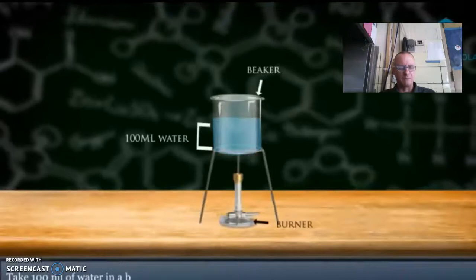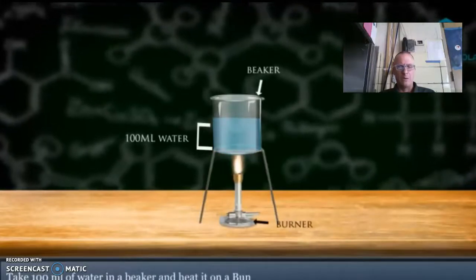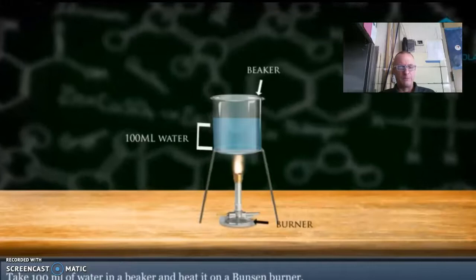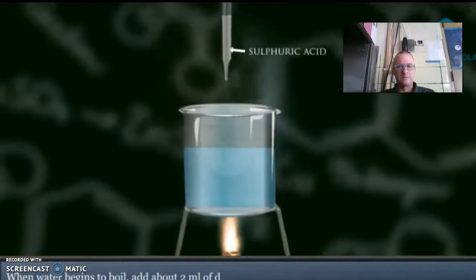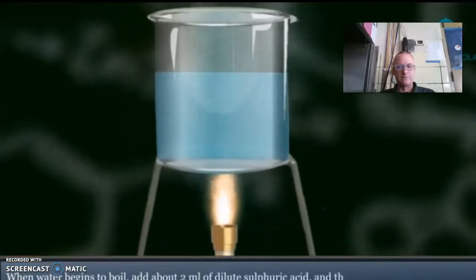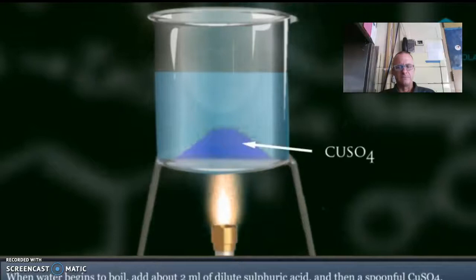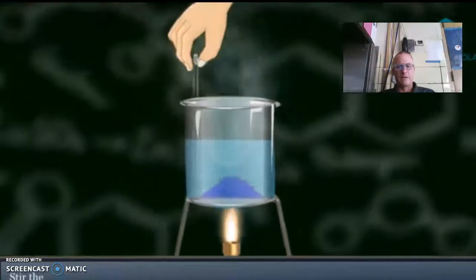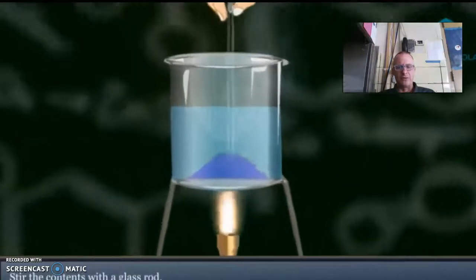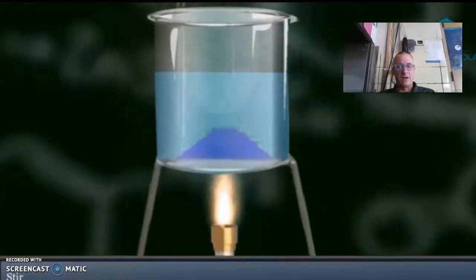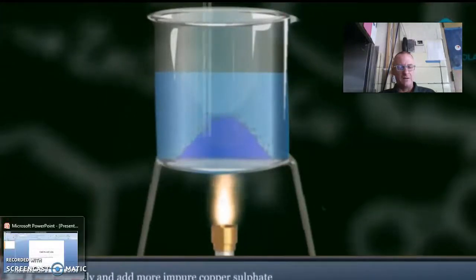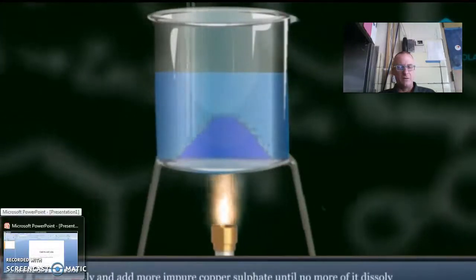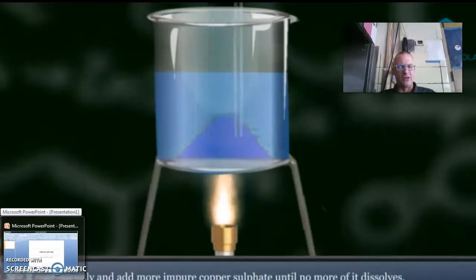Oh yeah, here we go. That's copper sulfate. It's a blue crystal. Heating it will make it. Oh yeah, and that's supersaturating that solution.